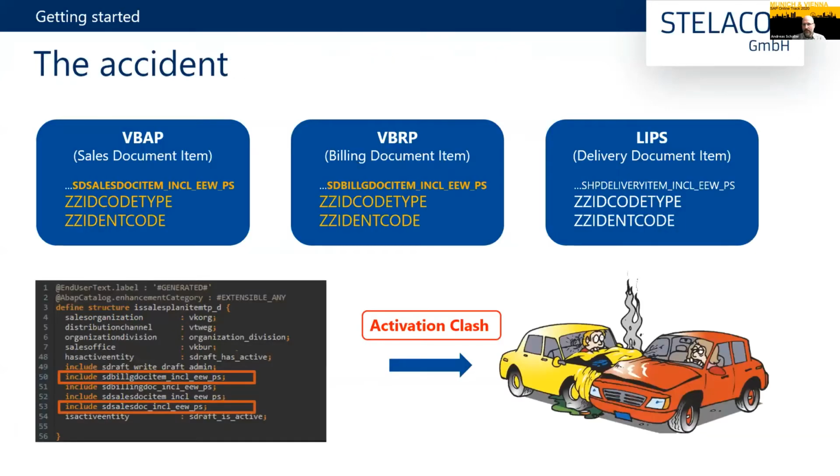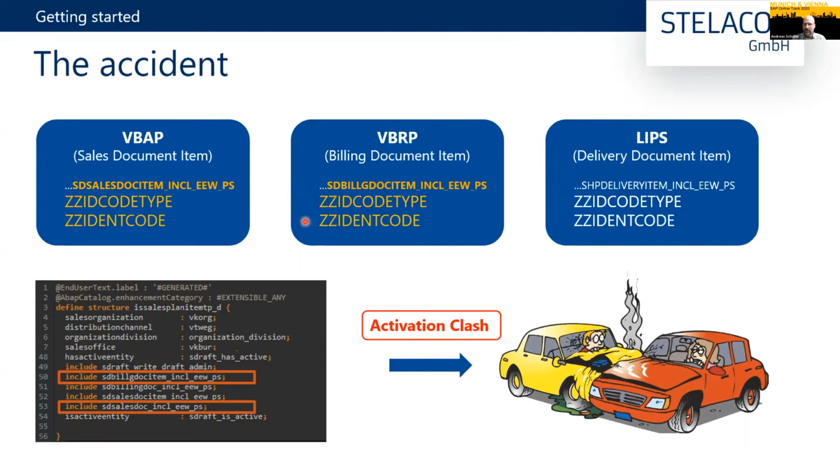What we did, we created a field at the beginning for the VBAP table and for the linked include structure, added our two custom fields. Custom fields always start with CC or YY, and then we did the same for the billing document item, and then we got an activation clash, and we were very confused.